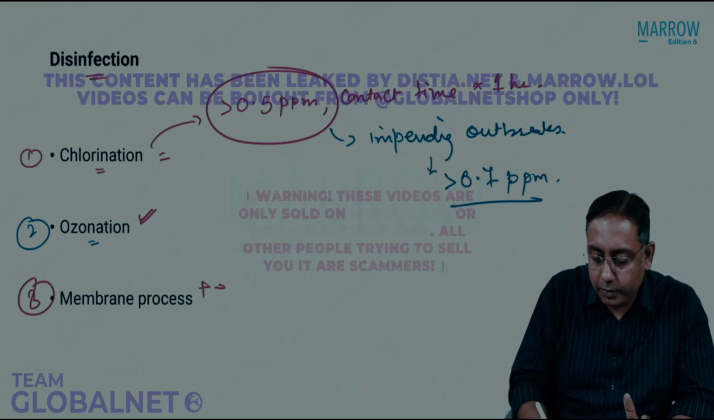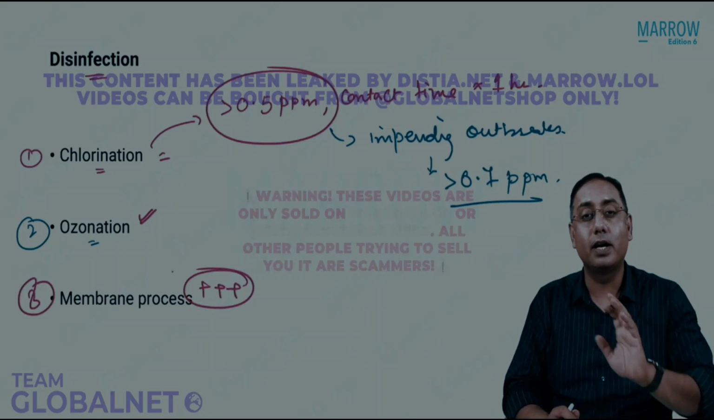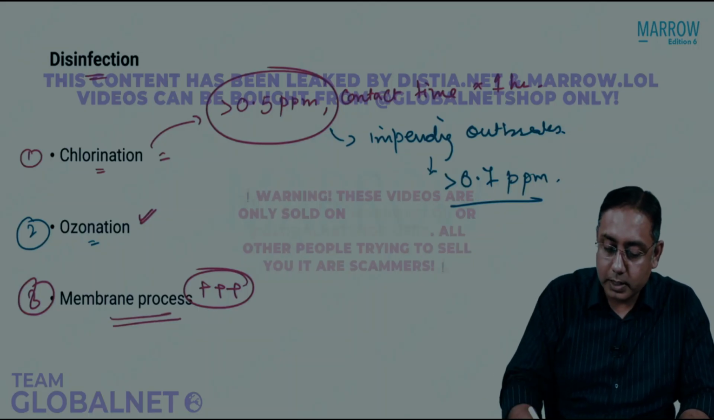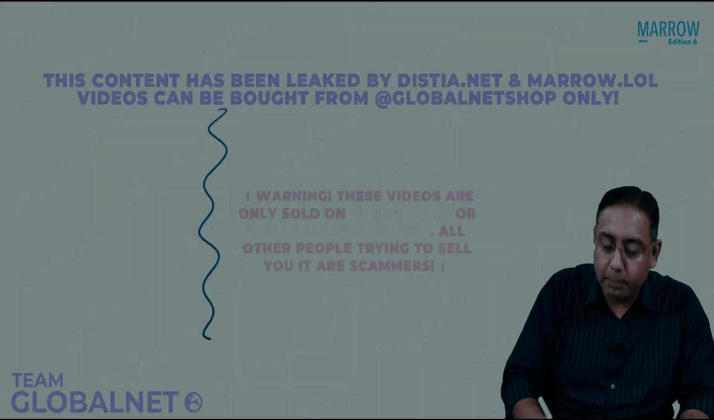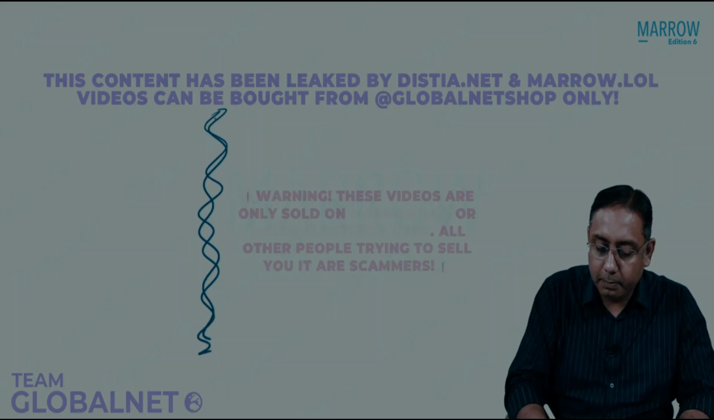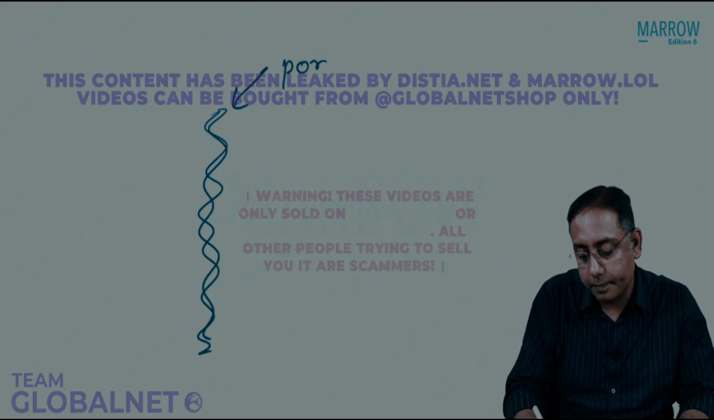Third, which we are very commonly using, is this. Many rural areas have started using the membrane processes. Beta, in the membrane process, we take a semi-permeable membrane. We take a simple membrane. In that semi-permeable membrane, there will be some pores.